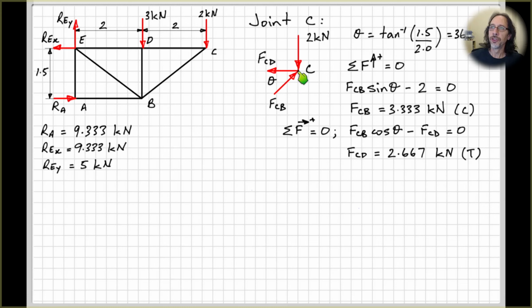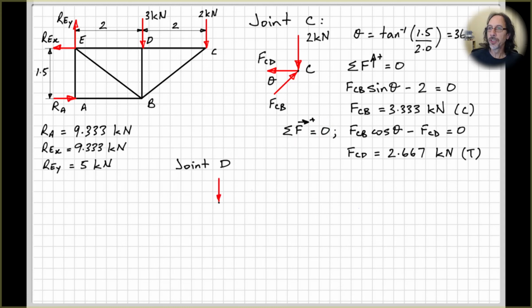If I had just assumed them all in tension, so all pulling away from the joint, then the force in CB would have come out negative, and that would have told me it's in compression. But I can see here, pushing in on the joint, equal and opposite on the member, pushes in on the end at C and in on the end at B, so therefore that will be in compression.